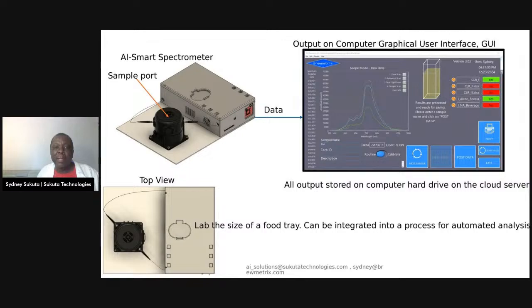Basically, I call it a lab the size of a food tray. You can just hold it in your hand like this. This is the sample port, with light coming in, hitting the sample and going back to the camera. Then the data goes to the computer, is analyzed, and you get your results. You can read some of them on the screen. All of them will be stored on the hard drive and also on the cloud server. So this is it. It's very simple. It's a portable setup.